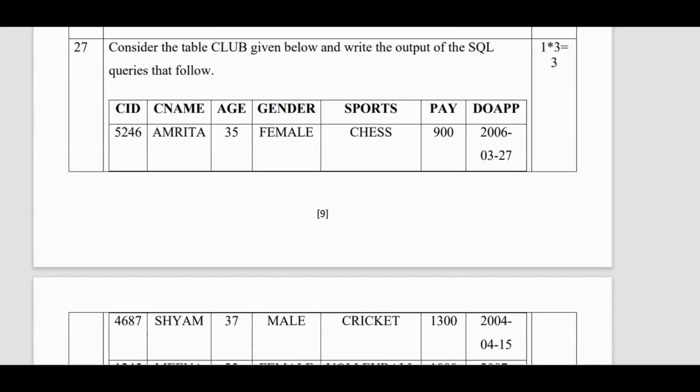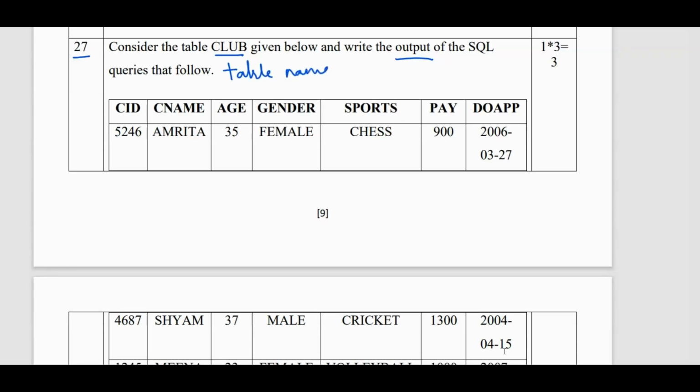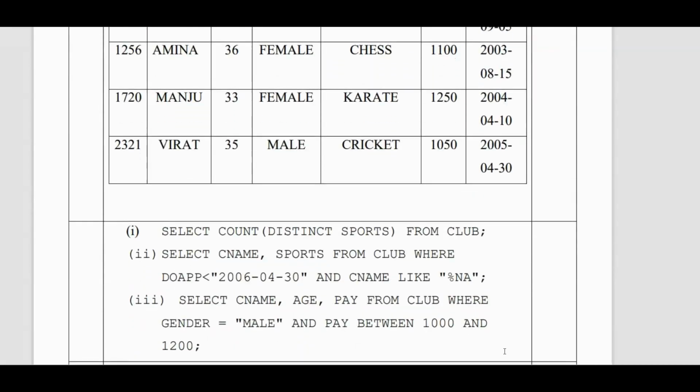So let us read question number 27. Consider the following table club. The table name given here is club, and you should write the output of the SQL queries given below. They will be giving you the queries and you should write the output. The column names given are CID, CNAME, age, gender, sports, pay and doapp. So let us read the queries.